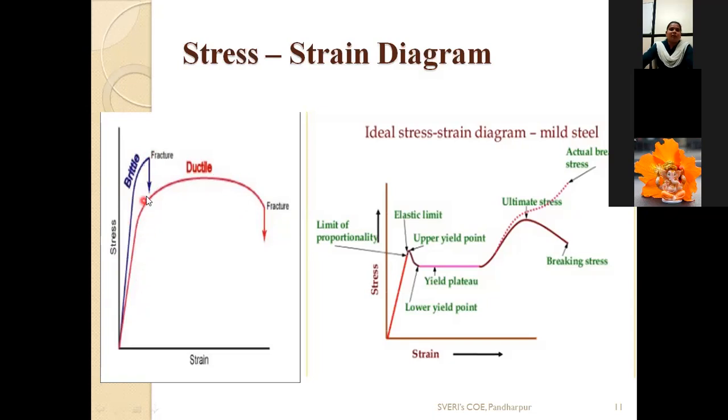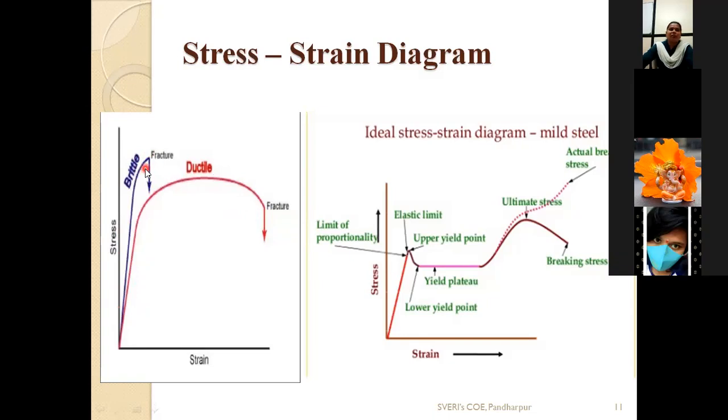Okay. So in ductile material, elongation is possible, and in brittle material, there is no elongation. It fails suddenly without giving any indication. This is the basic difference between these two graphs. Okay. Got it? Do you have any doubt regarding this? If no doubt, shall I move towards the second figure?